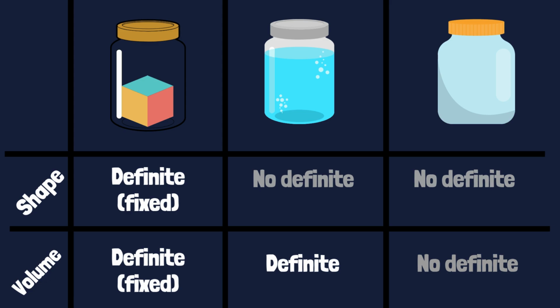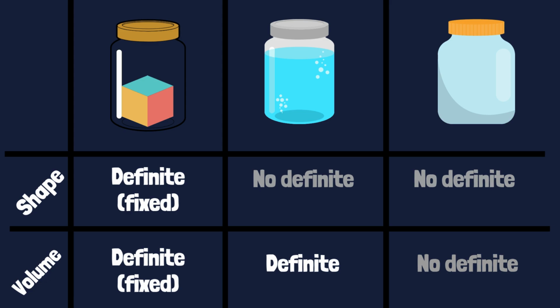But if we see the container that has gas, steam, what we will observe here is that it has no definite shape or volume, as the gas fills all the container. Those were the properties of the three states of matter.